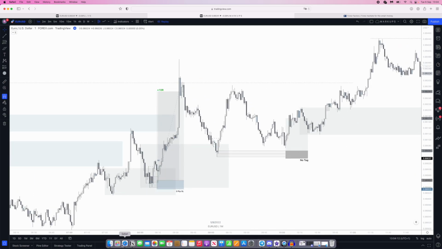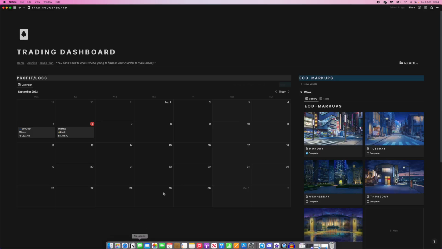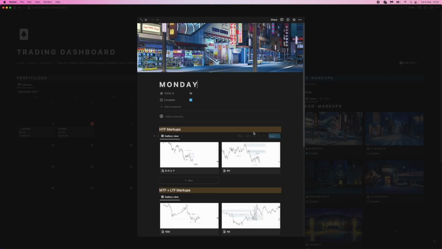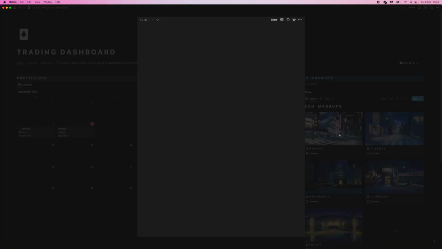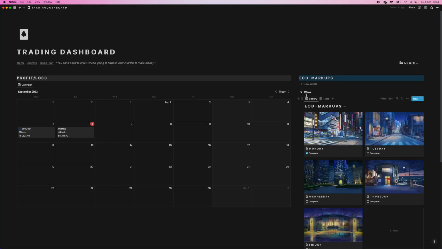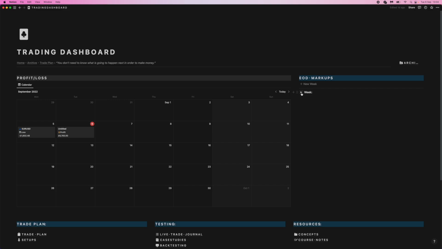And then what I would do is come over to something called Notion. So this is my Notion here, and as you can see, I have my end of day markups template for every single day: Monday, Tuesday, Wednesday, Thursday and Friday. I would go in and enter my charts. I would take a screenshot of the chart, put it in, and also copy the link and put that in. I would do this for every time frame that I want to log. And once I finish for the week, I will just collapse this down.